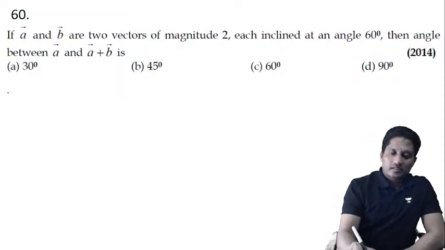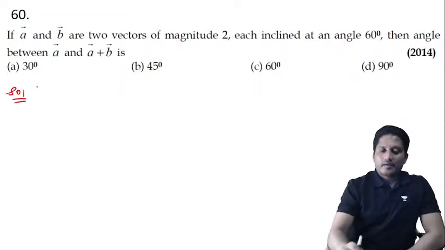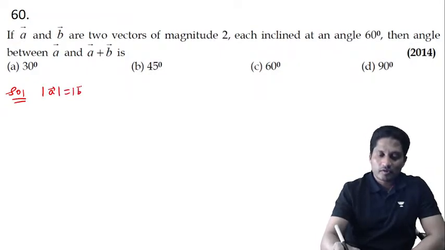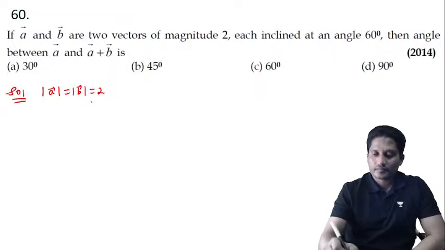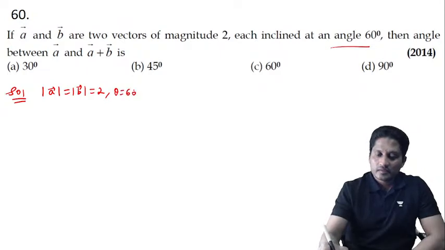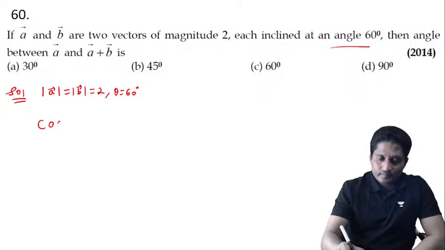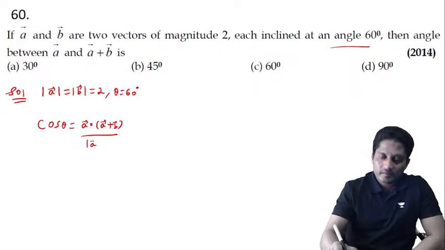Question number 60. If A and B are two vectors of magnitude 2, this means that modulus of A is equal to modulus of B is equal to 2, inclined at an angle of 60 degrees. Theta is equal to 60 degrees. What's the angle between A and A plus B? Cos theta, the angle between A and A plus B, is A dot A plus B divided by mod A into mod of A plus B.